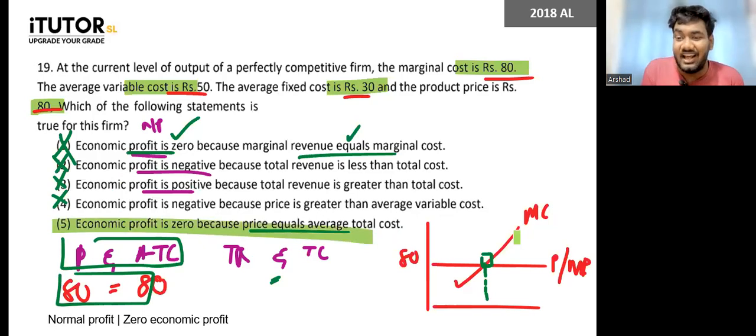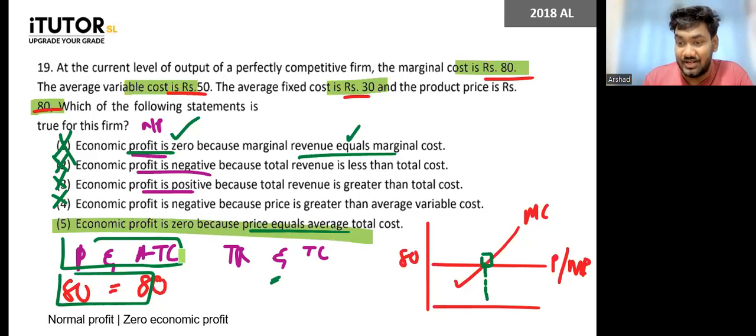You can't say economic profit is zero because MR equals MC. Because MR equals MC, you can say they have maximized their profit. You can't tell anything about economic profit or loss. But that is the highest possible profit that you can get. That you can say. Right?